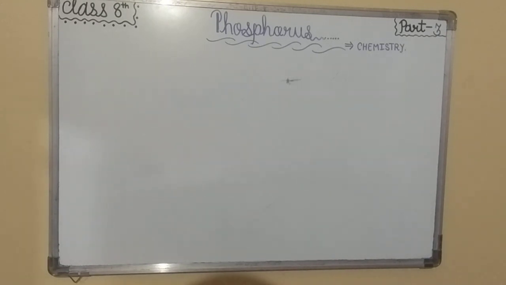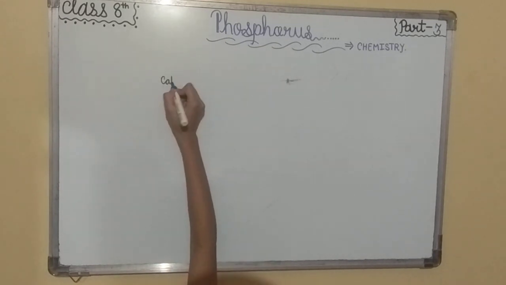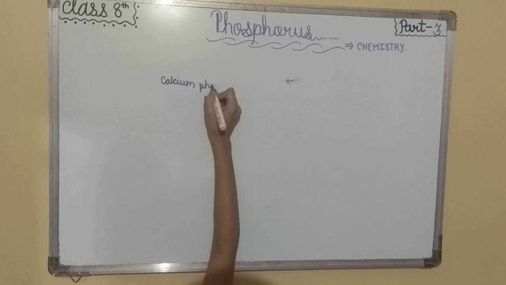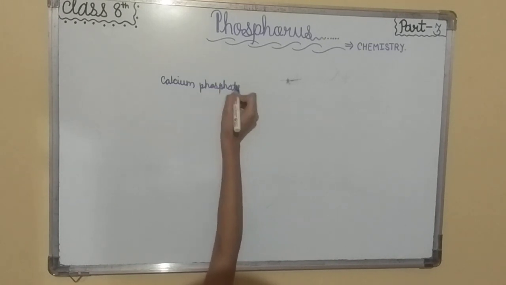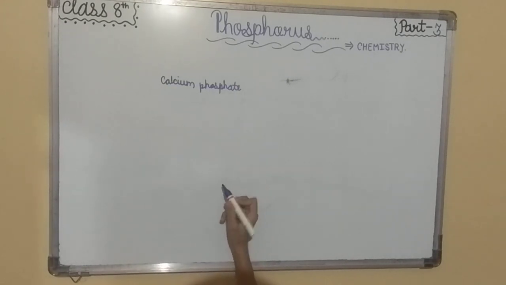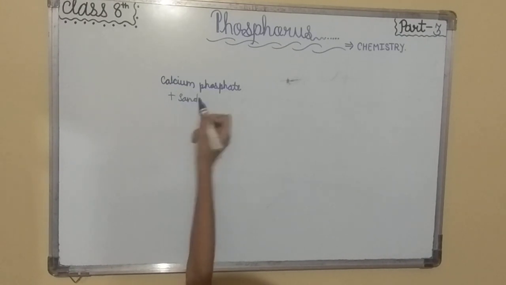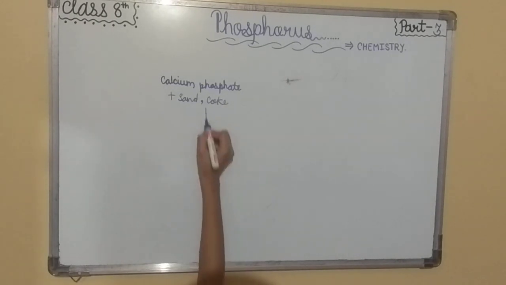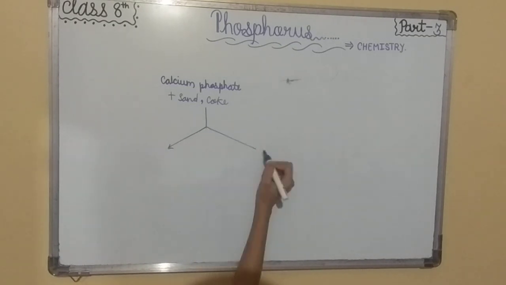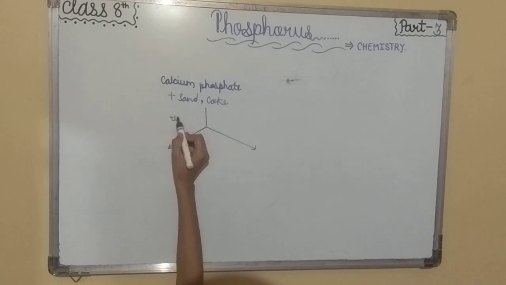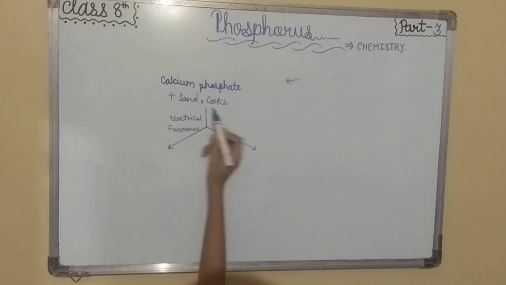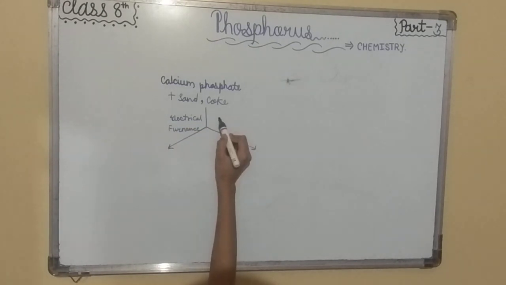So, I'll draw the full flow chart. First, there is calcium phosphate, plus sand, plus coke. Then the electrical furnace. Here the heat is 1500 degrees Celsius.